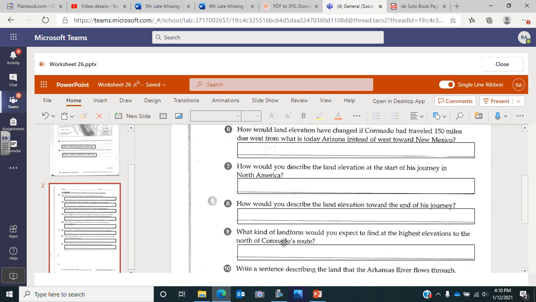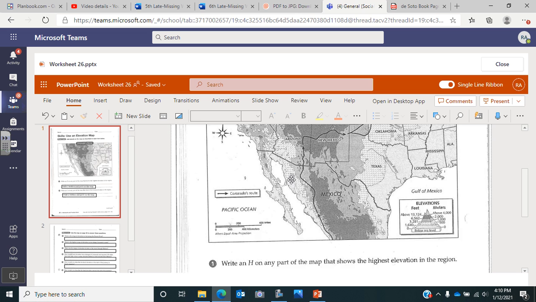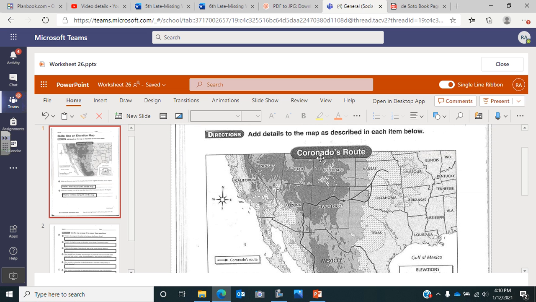Then number 9, what kind of landform would you expect to find at the highest elevations to the north of Coronado's route? So here's Coronado's route, and you're looking here at these elevations. What kind of landforms do you think is there?